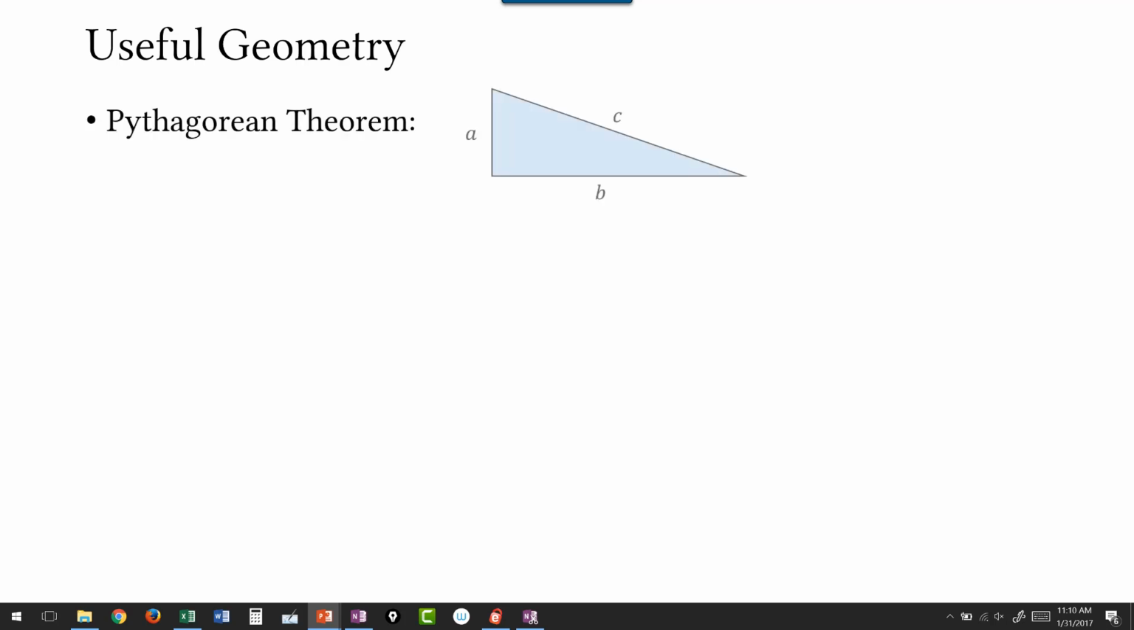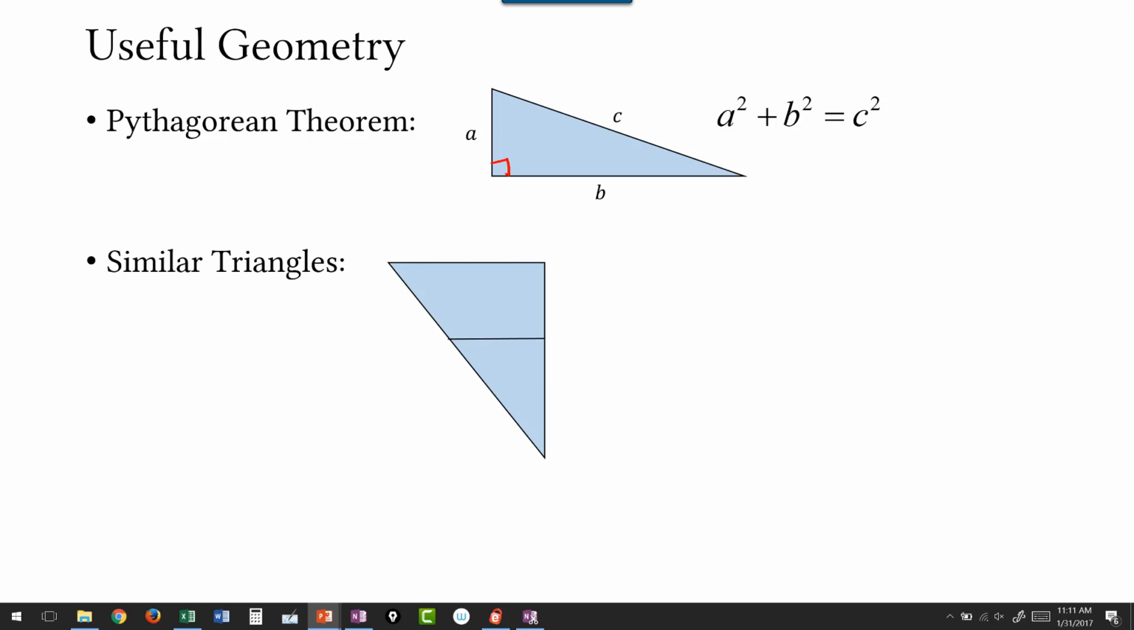There are a few facts from geometry that'll come up fairly often, so I wanted to remind us of some of those facts. First up, the Pythagorean theorem. We have a right triangle here, and if that's the case, then a squared plus b squared will be equal to c squared.